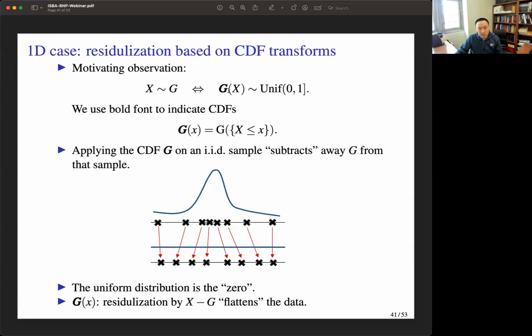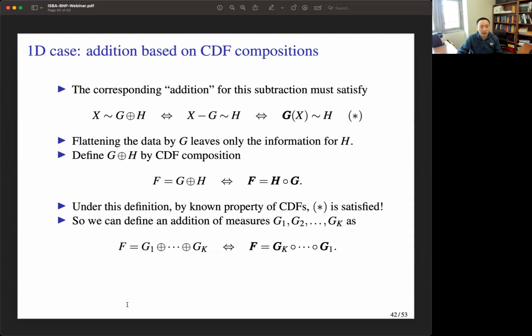So if X is from G, and we also use G to represent the CDF, let's say for simplicity that G is continuous. Then we know by basic probability that after applying the CDF transform, you get back the uniform distribution. Let's say that the support is 0, 1. In other words, this CDF transform seems to be doing the trick of removing the structure of a measure from a data set, right? So if you have IID data from G, then applying the CDF to all of them, you get an IID data set from uniform 0, 1. So it seems that the uniform distribution is a natural 0 in the collection of probability measures, and the CDF transform corresponds to taking the residuals, right?